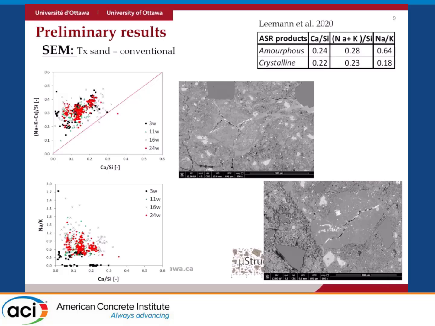Interestingly, we were trying to see whether those chemical components will change as a function of time, and so far we didn't see a trend. So probably the period that we studied was not long enough to catch those differences as a function of time. So we were pretty much along the same range, and indeed they were alkali-silica reaction products.